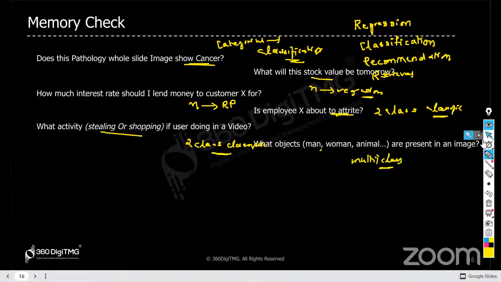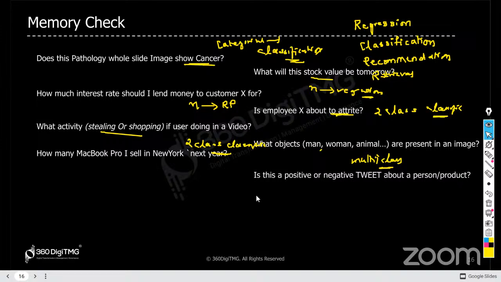And what else? How many MacBook Pros will I sell in New York next year? How many, which means a number, which means a regression problem. Is this a positive or a negative tweet? That is a category with two classes, positive or negative. So that is a two-class classification problem.